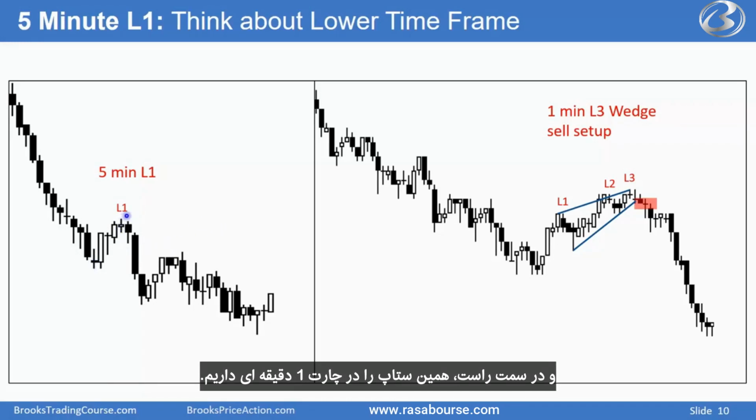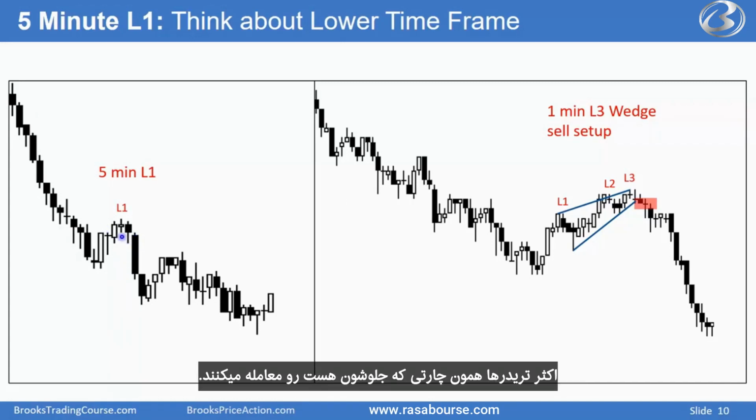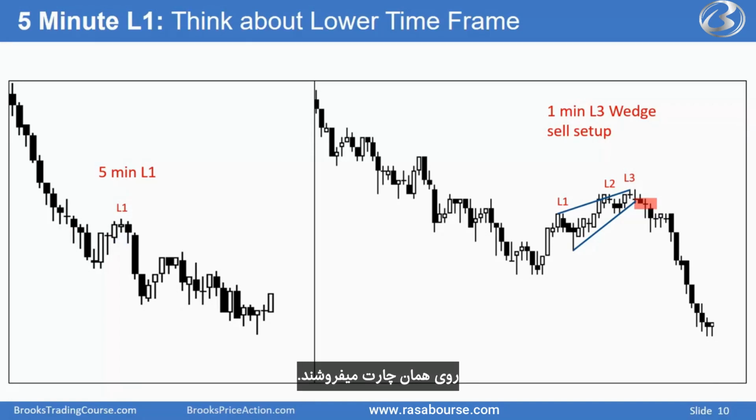So a 1-minute version of this, in this case, looked like this. If you're looking at the 5-minute chart and you see a low 1 pullback, it's probably more complex on a lower time frame. You can see that 5-minute low 1 bear flag is a wedge bear flag on a smaller time frame chart. Some traders would pop up the smaller time frame chart and look to sell a bear flag in a bear trend. However, most traders should just trade the chart in front of them. If they're 5-minute traders, just take the short on the 5-minute chart.